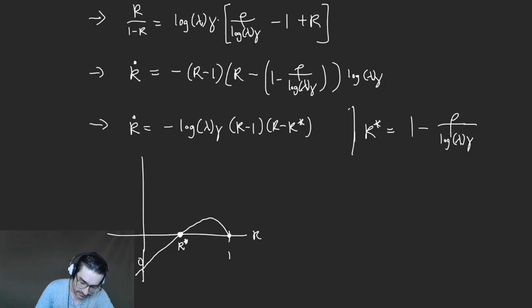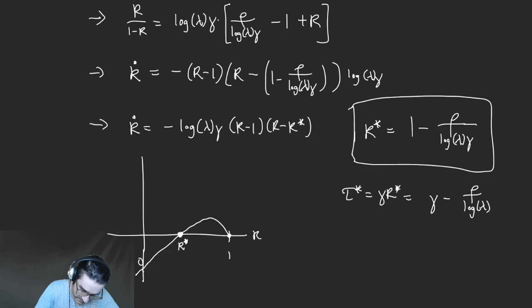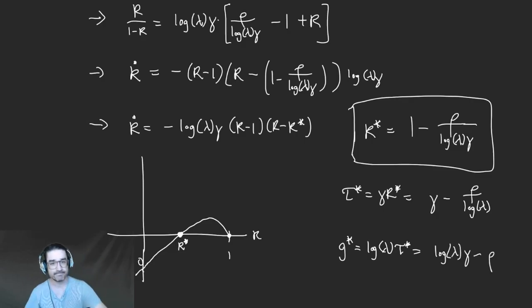So you will get this R star, and from there, just work backwards. That means that tau star, which is gamma times r star, this innovation rate, is going to be gamma minus rho over log of lambda. And that means that g star, which is log of lambda times tau star, is going to be log of lambda times gamma minus rho, which I think looks pretty nice.